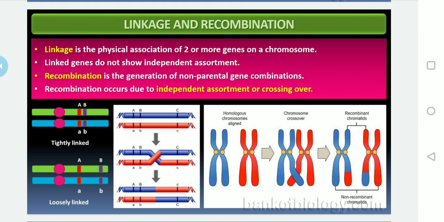Then the other one is incomplete linkage. When two genes are placed far apart, they separate due to breakage of chromosomes, that is crossing over, during gametogenesis. This leads to the appearance of new combinations. That's what is given here in the diagrammatic representation. You can identify clearly how the tightly linked genes are present on the chromosome near to each other. The other linked genes are placed very far. Homologous chromosomes align like this, then after the chromosome crossover, finally recombinant chromatids and non-recombinant chromatids.